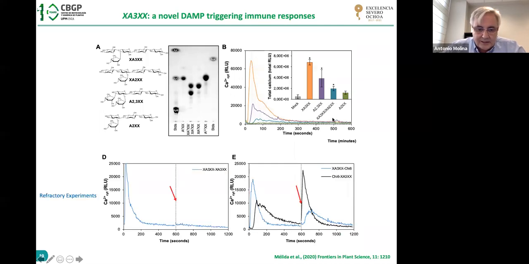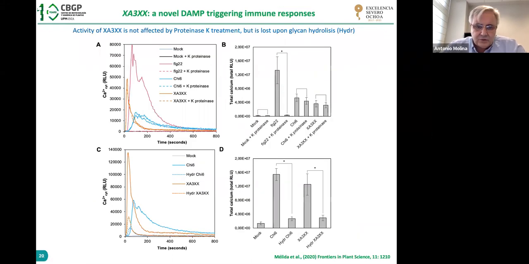And I will skip this. Just to be sure that the activity of this compound is not due to a small contaminant of peptides and so on, we treated the compound with proteinase K. When you compare with flagellin treated with proteinase K, in the case of flagellin we lost completely the calcium burst. Whereas with these compounds, like chitin and this novel oligosaccharide that we have identified, when we treat with proteinase K, we don't see any reduction in the activity. Whereas if we hydrolyze the glycan, we see a strong reduction of the activity.